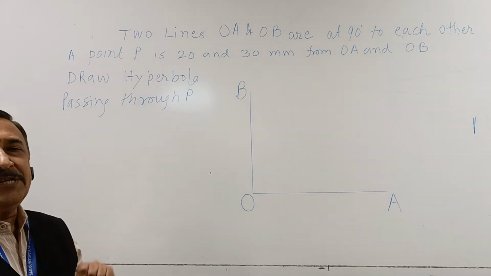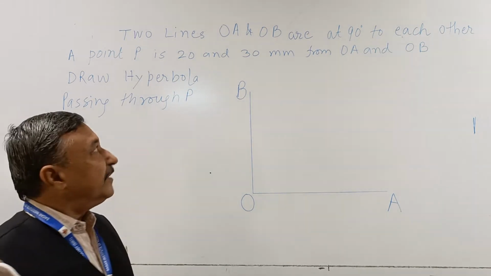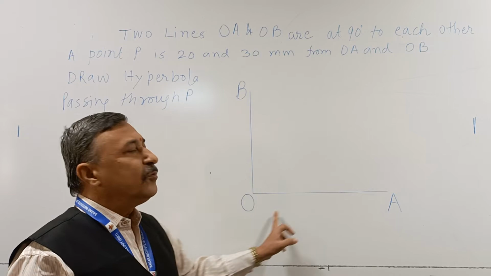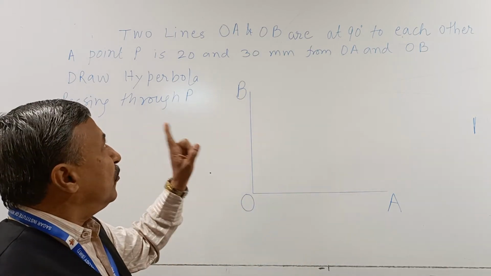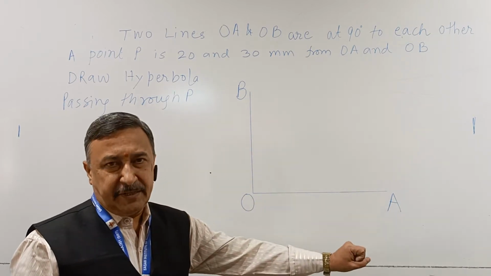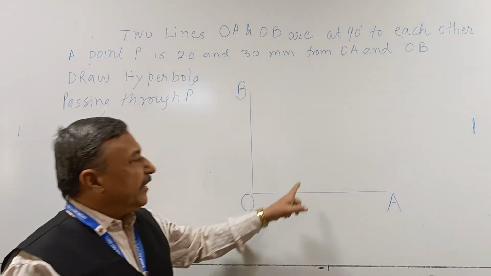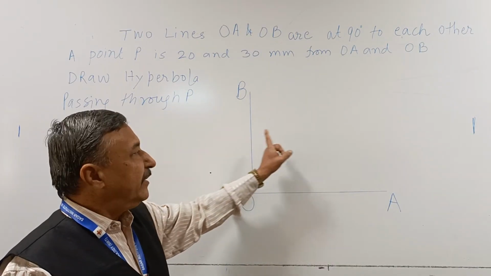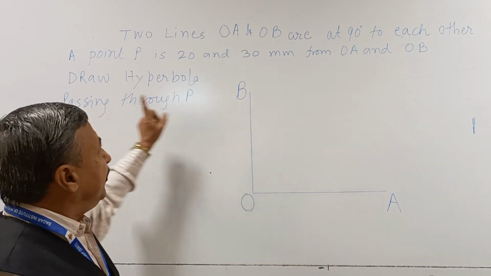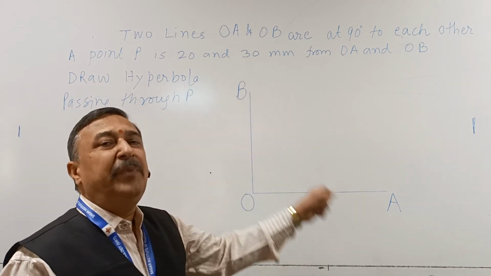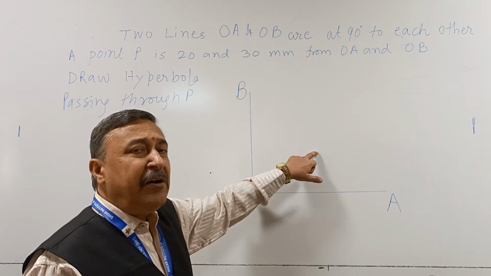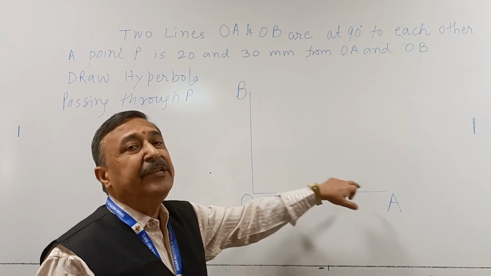Now see, this is the question given. Two lines OA and OB, which I have already drawn, are at 90 degrees to each other, or perpendicular to each other. And one point P is, suppose, 20 mm and 30 mm from these lines. Now you have to draw a hyperbola passing through P. We have only one point, that is P, and we have to draw the hyperbola passing through this point.